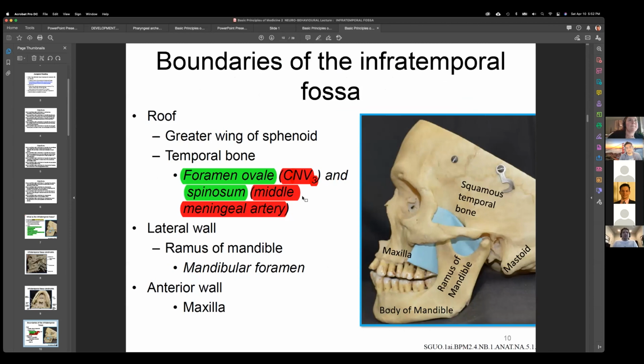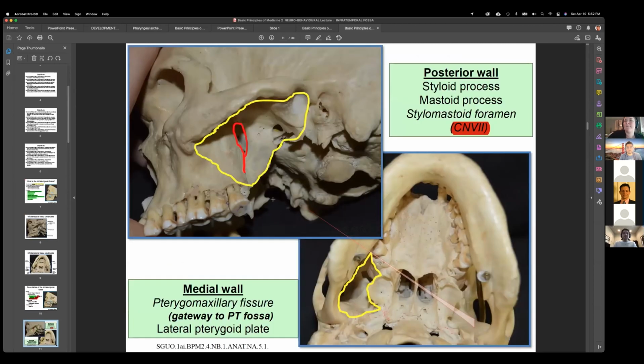Yeah, so you know this, foramen ovale, right? The ROS: R is V2, O is V3, S is middle meningeal. And you can see here, yeah, the PT fossa, the pterygopalatine fossa. The gateway to the PT fossa.